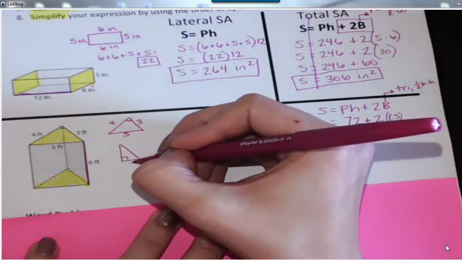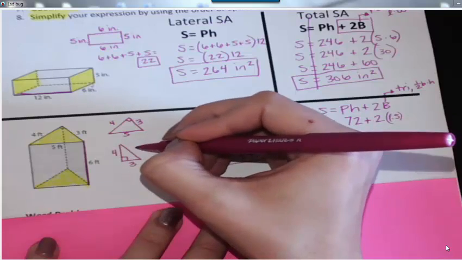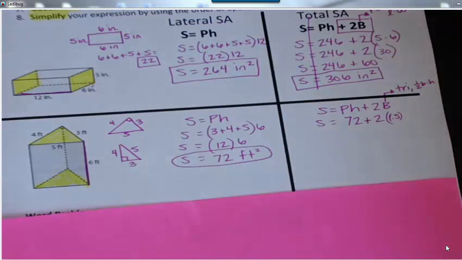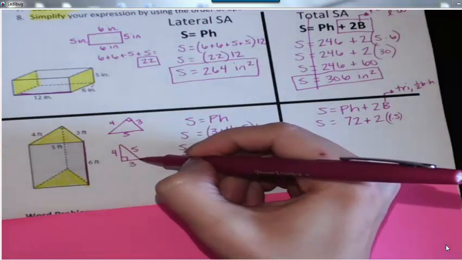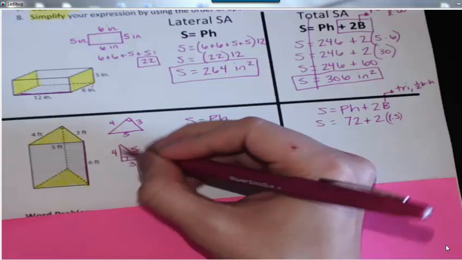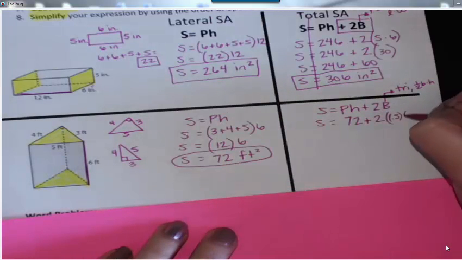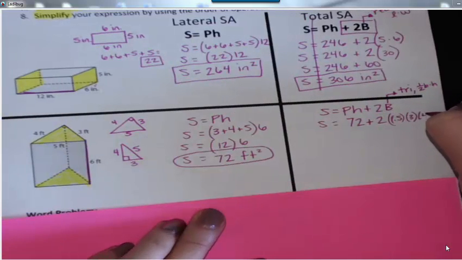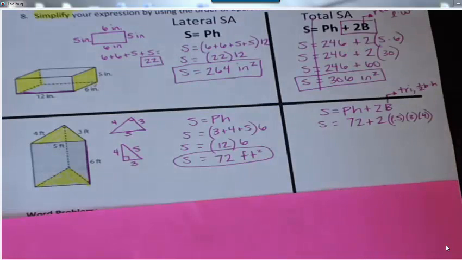This is a right triangle, which we've just learned with the Pythagorean theorem, my two legs. This would be the base, this would be the height. So half times base times height would be half times 3 times 4. So I'm multiplying all of those together.